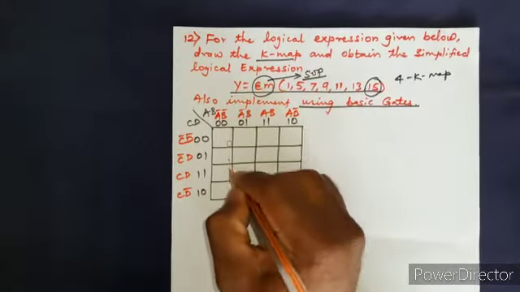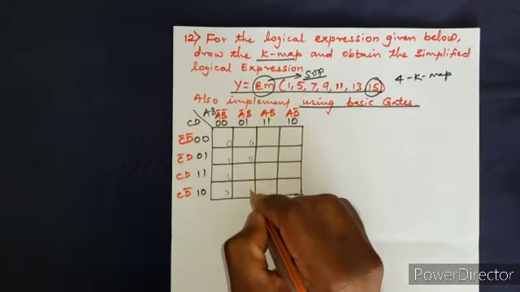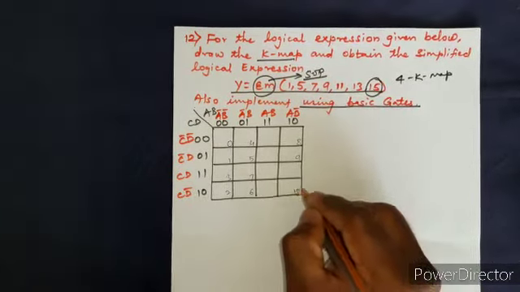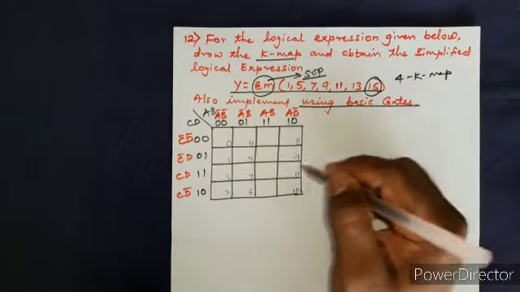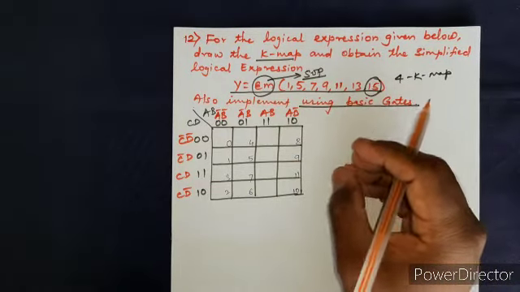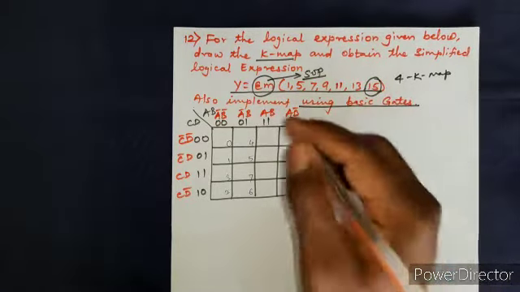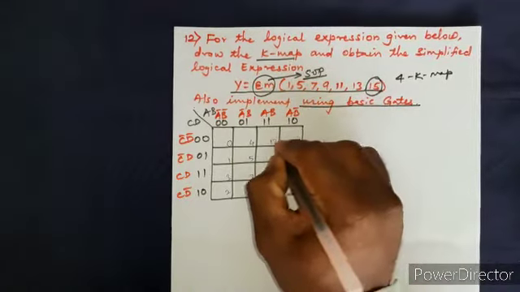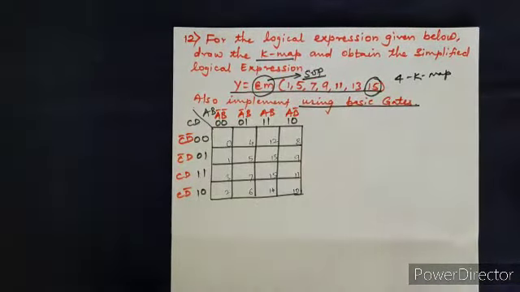So this is 0 1 2 3 4 5 6 7 8 9 10 11. If anyone has doubt about numbering of these cells, then you can just watch previous 2 to 3 videos. You'll understand how this numbering takes place, right? Then 12, 13, 14, 15.